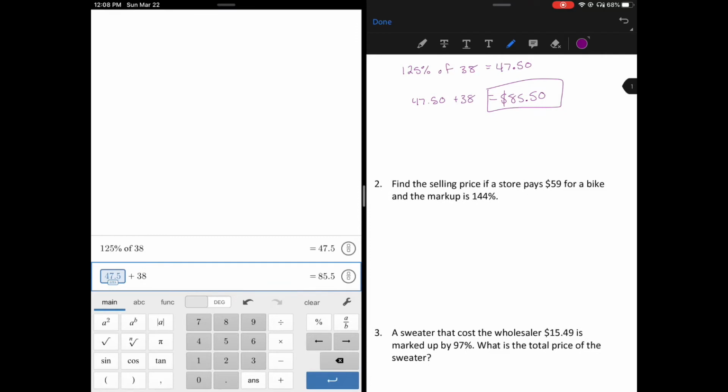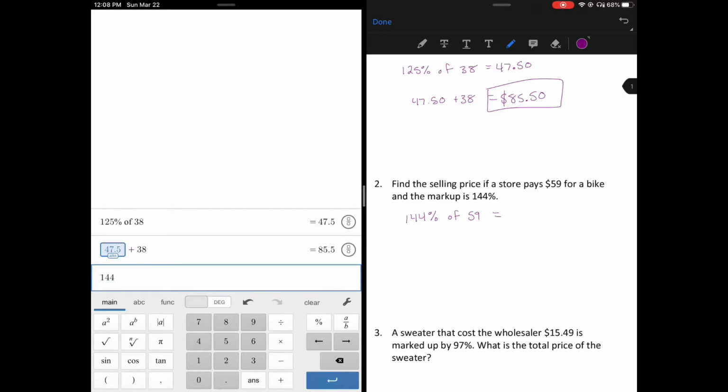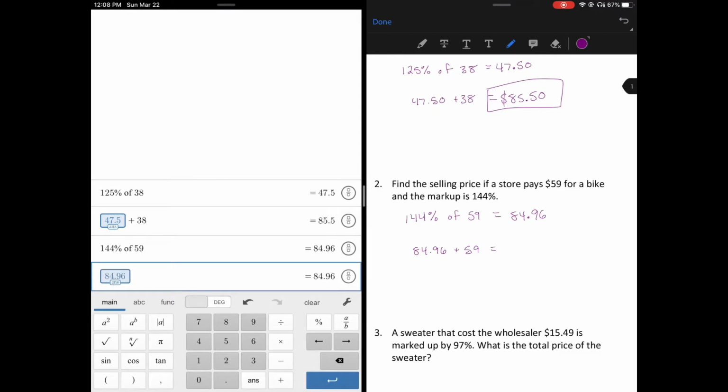In our next problem, we're finding the selling price if a store pays $59 for a bike and the markup is 144%. So we need 144% of 59. So I'll go over to Desmos, we'll plug it in, and we get 84.96. So the selling price would be $84.96 plus the $59 that they paid, which gives you $143.96.